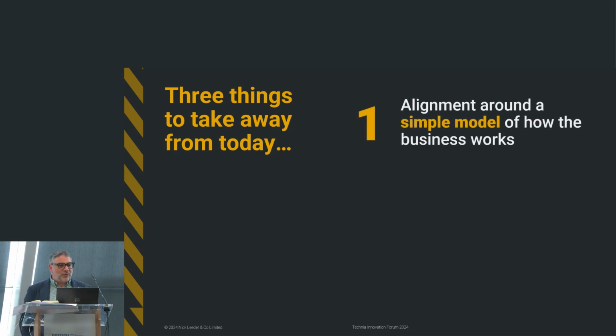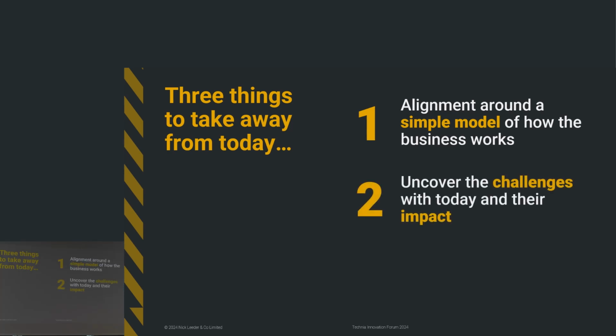Number 1, align around a simple model of how your business works. If you're going to create a digital transformation, there are so many buzzwords, so many exciting things out there. But develop something like a world on a page that everybody from the shop floor all the way to your boardroom gets and understands when they see it. It doesn't have to be complex pages and pages of Visio behind.